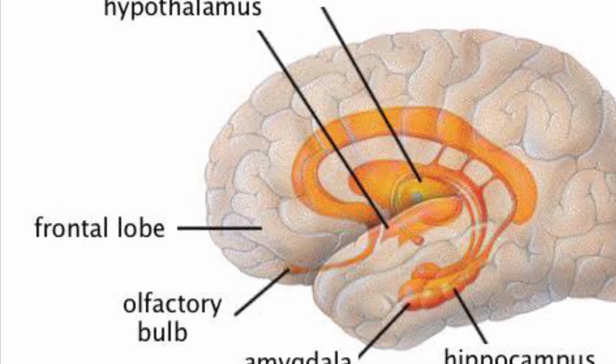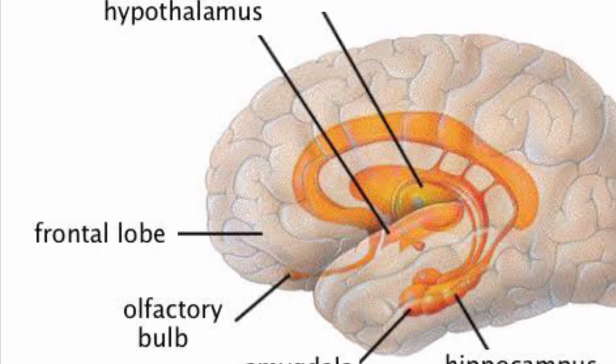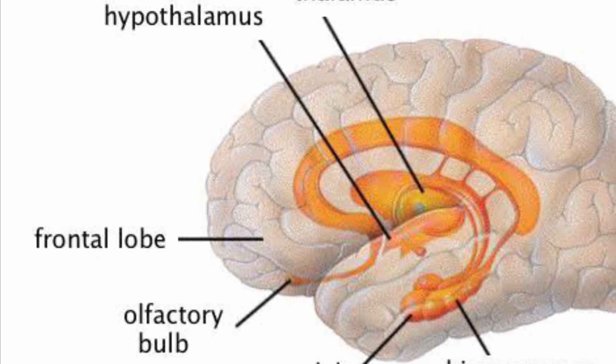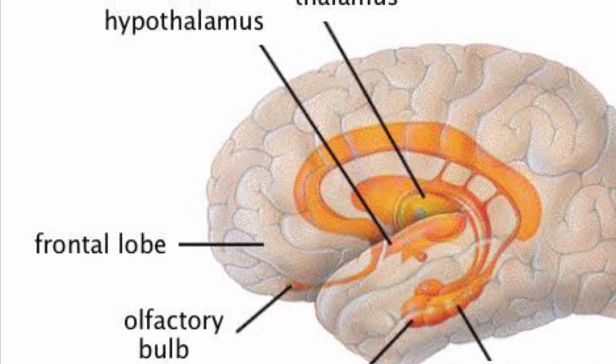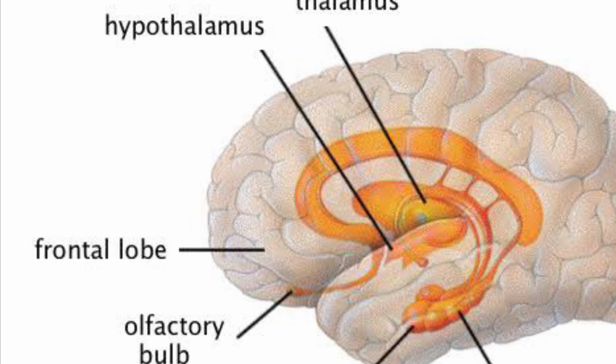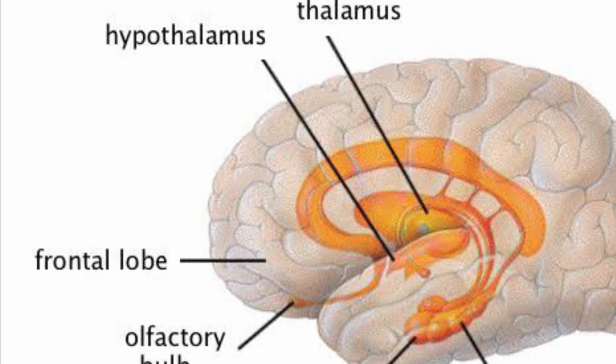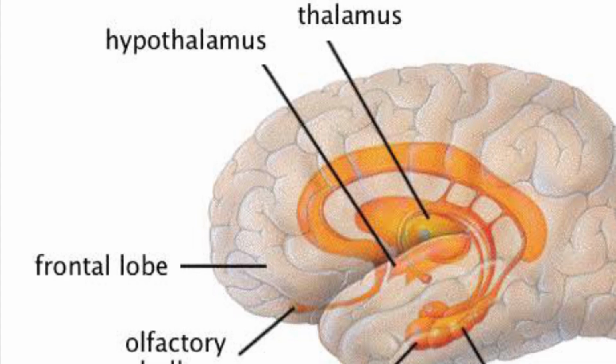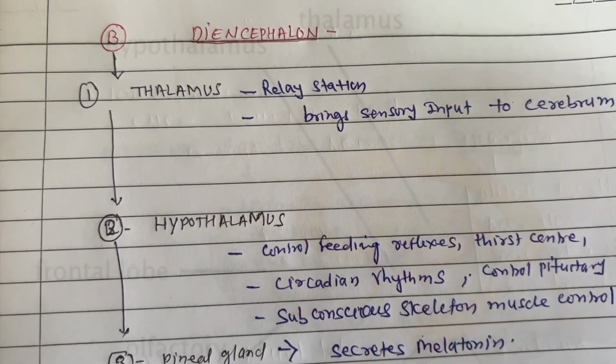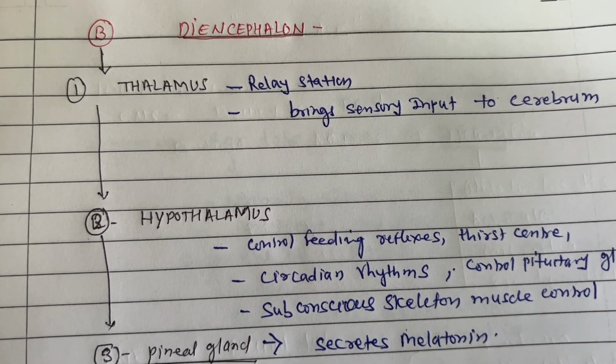You can see this limbic system is situated centrally, which connects the higher to the lower brain and makes the integration between the higher and lower brains. So the limbic system is mainly for control of emotions and long-term memory.